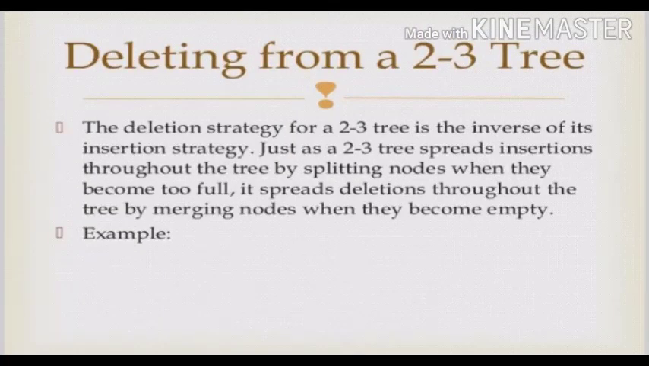Now we are going to see deleting from a 2-3 tree. The deleting strategy for a 2-3 tree is the inverse of its insertion strategy. Just as a 2-3 tree spreads insertion throughout the tree by splitting nodes when they become too full, it spreads deletions throughout the tree by merging nodes when they become empty.